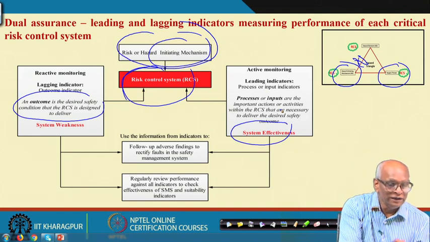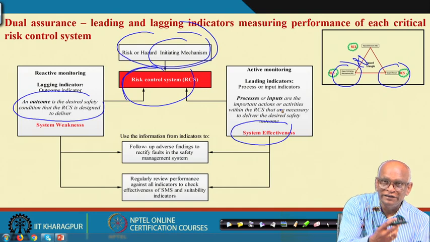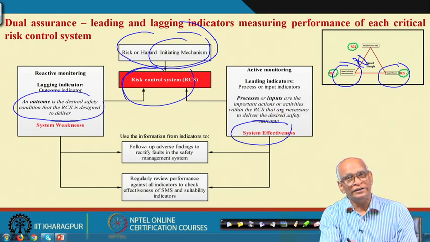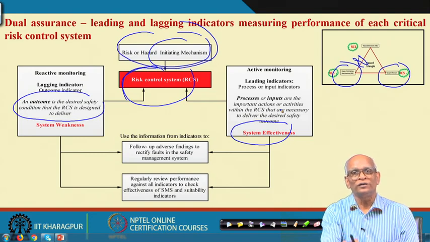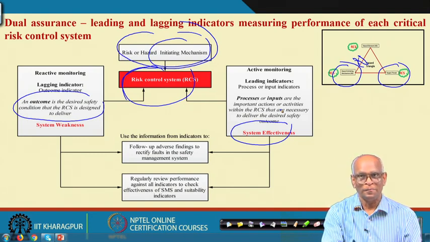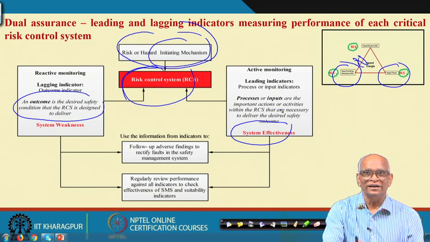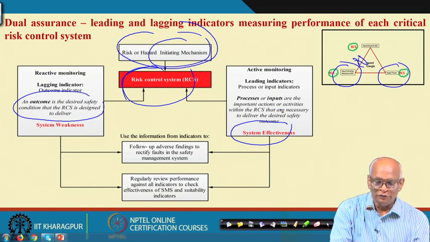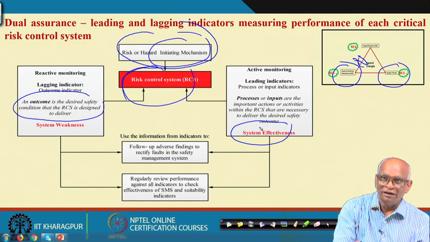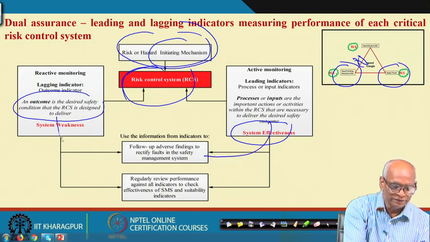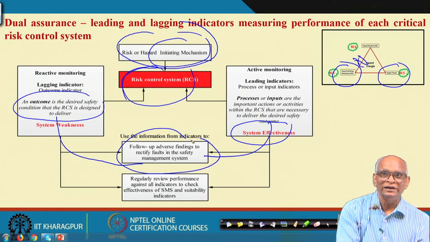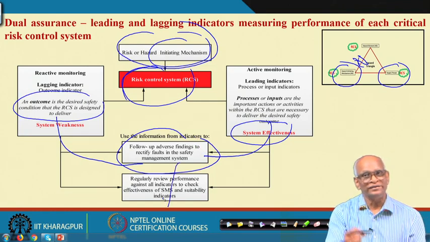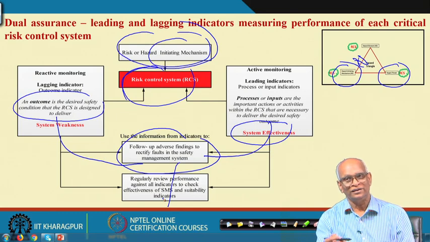So, here we are seeing the weakness by the deterioration. Here we are seeing the effectiveness by whether the processes are happening or not. Whether the processes are happening or not, we will see by leading indicators. We will get the results of both, we will analyze them, and we will do our performance review and all those things.